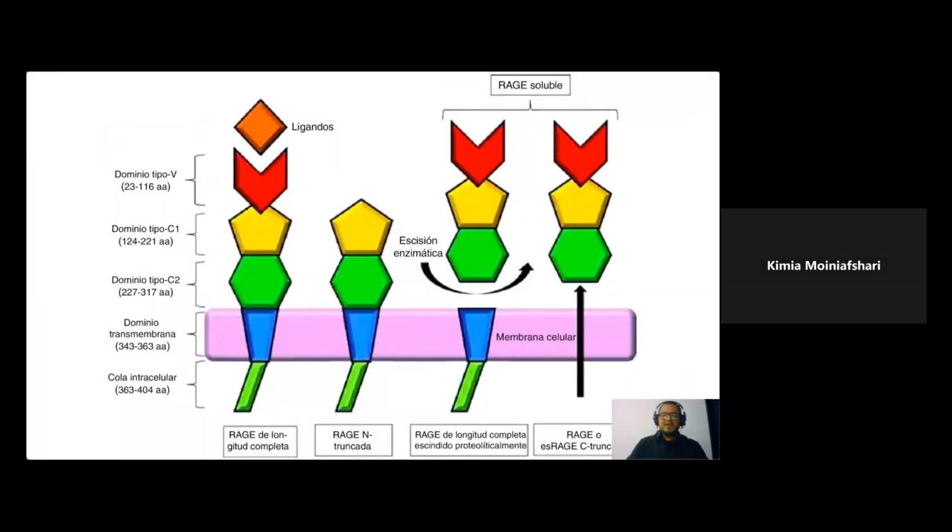In this image, we can see the different isoforms of the RAGE receptor. The full-length membrane-bound RAGE has the ability to trigger intracellular signaling pathways that lead to inflammation, while sRAGE, the soluble isoform, lacks the intracellular tail and therefore acts as a decoy inhibitor that blocks inflammatory signaling.